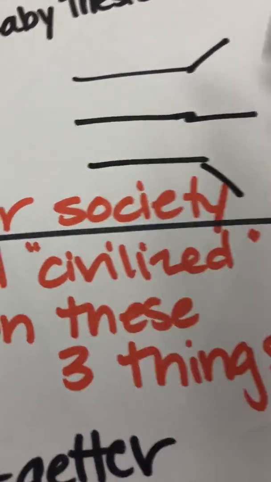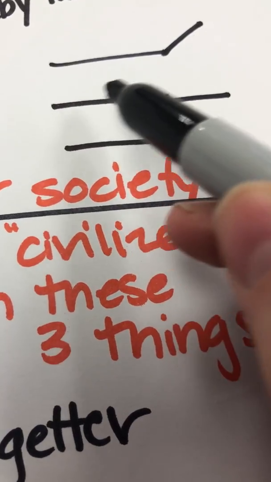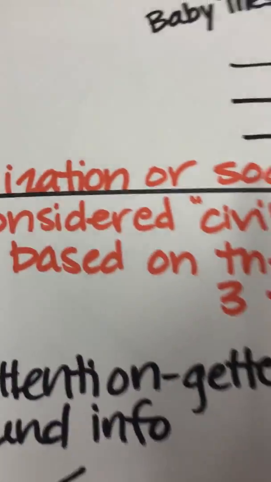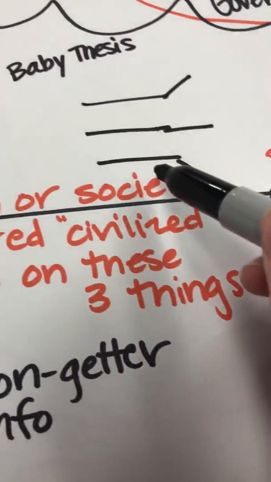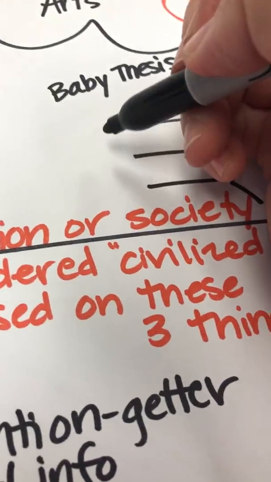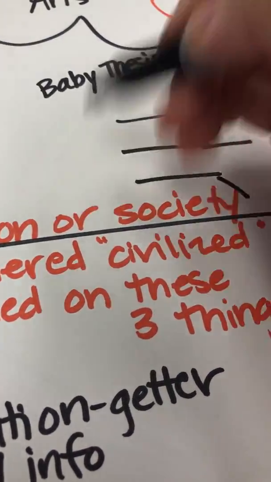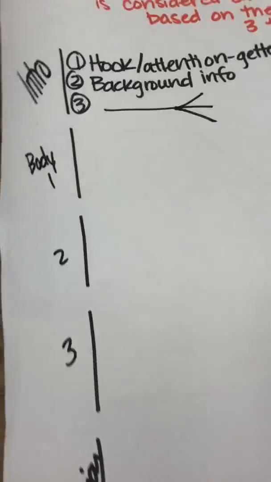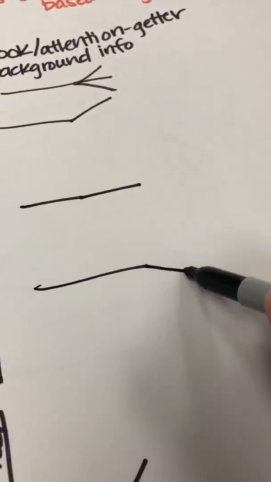And then you'd cite and explain. A society is considered a civilization because of centralized government, and that's this one. And then a society is considered a civilization based on the third thing, which is trade. So you kind of stretch these out into, these are basically the topic sentences for each of your body paragraphs. So in your body, you'd have baby thesis 1, baby thesis 2, and then baby thesis 3.